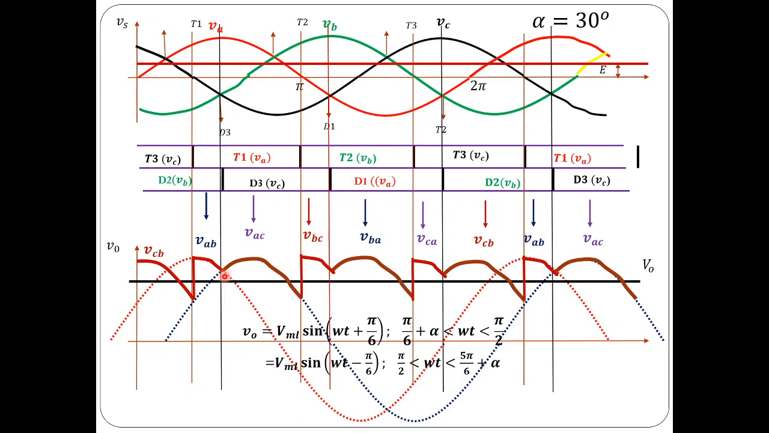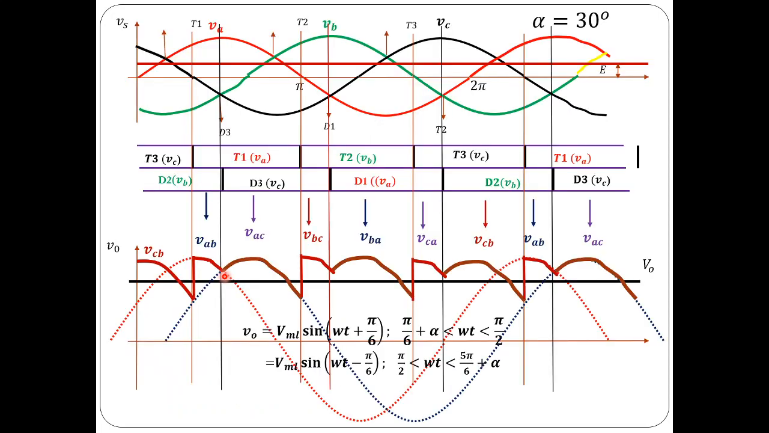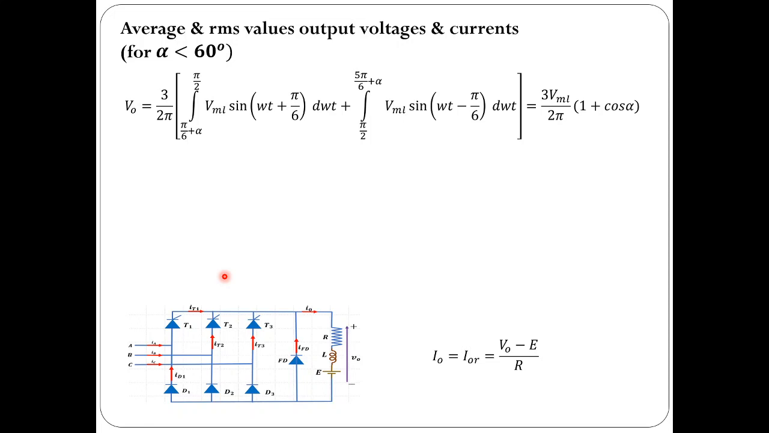If you find out the average value, it would be a little lower when compared to the previous case, that is from alpha equal to 0. Now for alpha ranging from 0 to 60 degrees, you can find out the average value of output voltage. The mathematical expression for average value would be this. So you have to integrate the output voltage for 120 degrees or 2 pi by 3 radians.